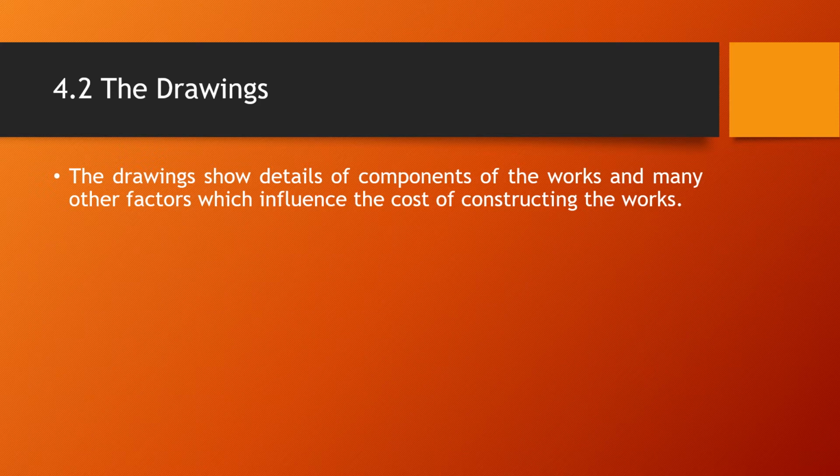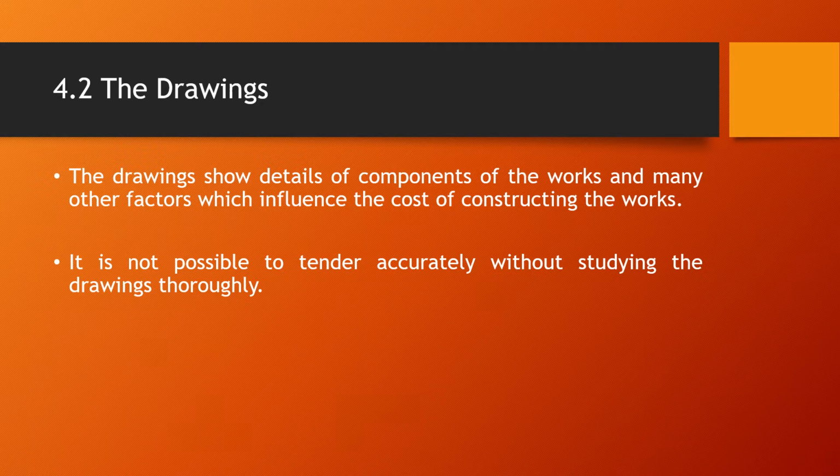So you'd find that on the bill of quantities they would tend to refer you to a certain drawing number so that you can look at that drawing number when you are pricing that specific item. As I said, it's not possible to tender accurately without studying the drawings thoroughly. Let me give you an example.